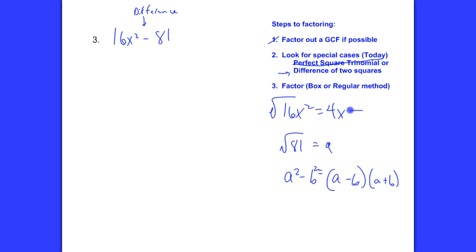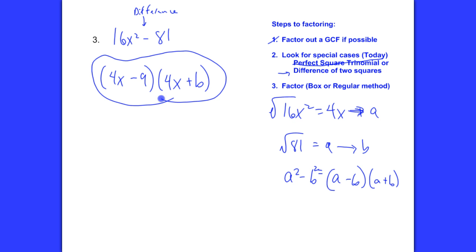well, 4x is a, whoops, that's supposed to be an arrow. 4x is a, 9 is b. The answer is a, which is 4x, minus b, which is 9, times a plus b. And there you go. Nice and easy for you.